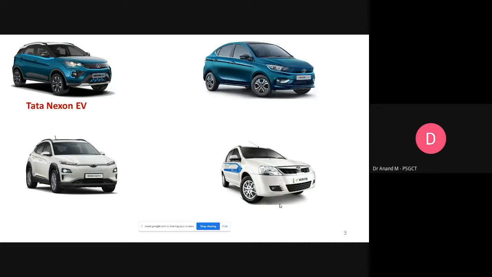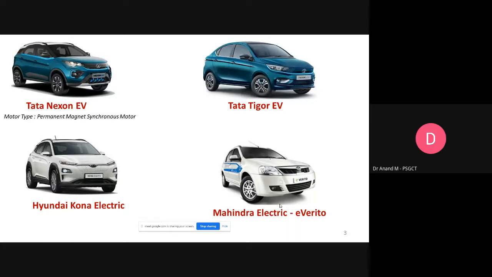The first one, as we know, is the Tata Nexon EV variant. The next one, the Tata Tigor EV variant. The third, Hyundai Kona Electric. The last variant, the Mahindra electric vehicle model. All have been successfully launched. Now, an interesting point: what is the drivetrain used as the prime mover in all these variants? For the first variant, we can see the electromagnetic drive is a PMSM type, a permanent magnet synchronous motor.